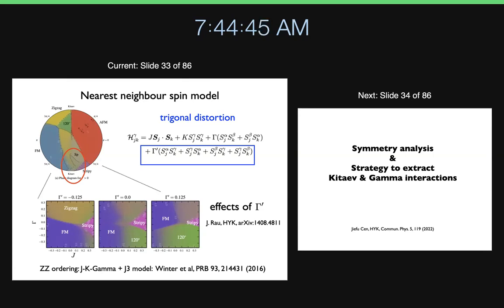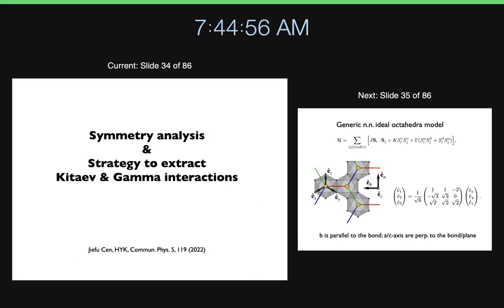The energy scale is probably different between the two compounds, but one can basically kill it and see what we are going to reveal. So that is going to be a part of tomorrow's talk. And I just want to go a little bit beyond, about the symmetry analysis and how to extract the Kitaev interaction out of it.